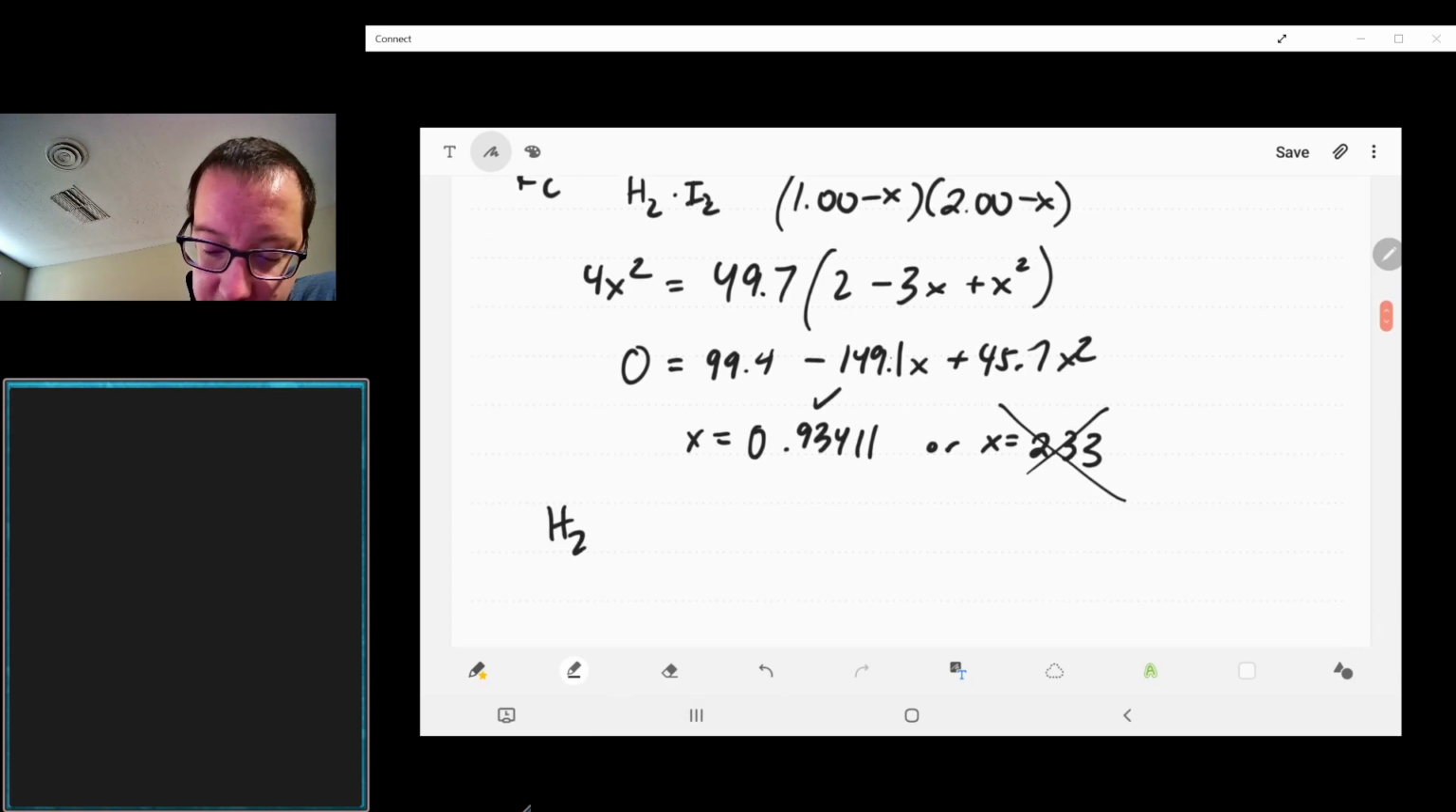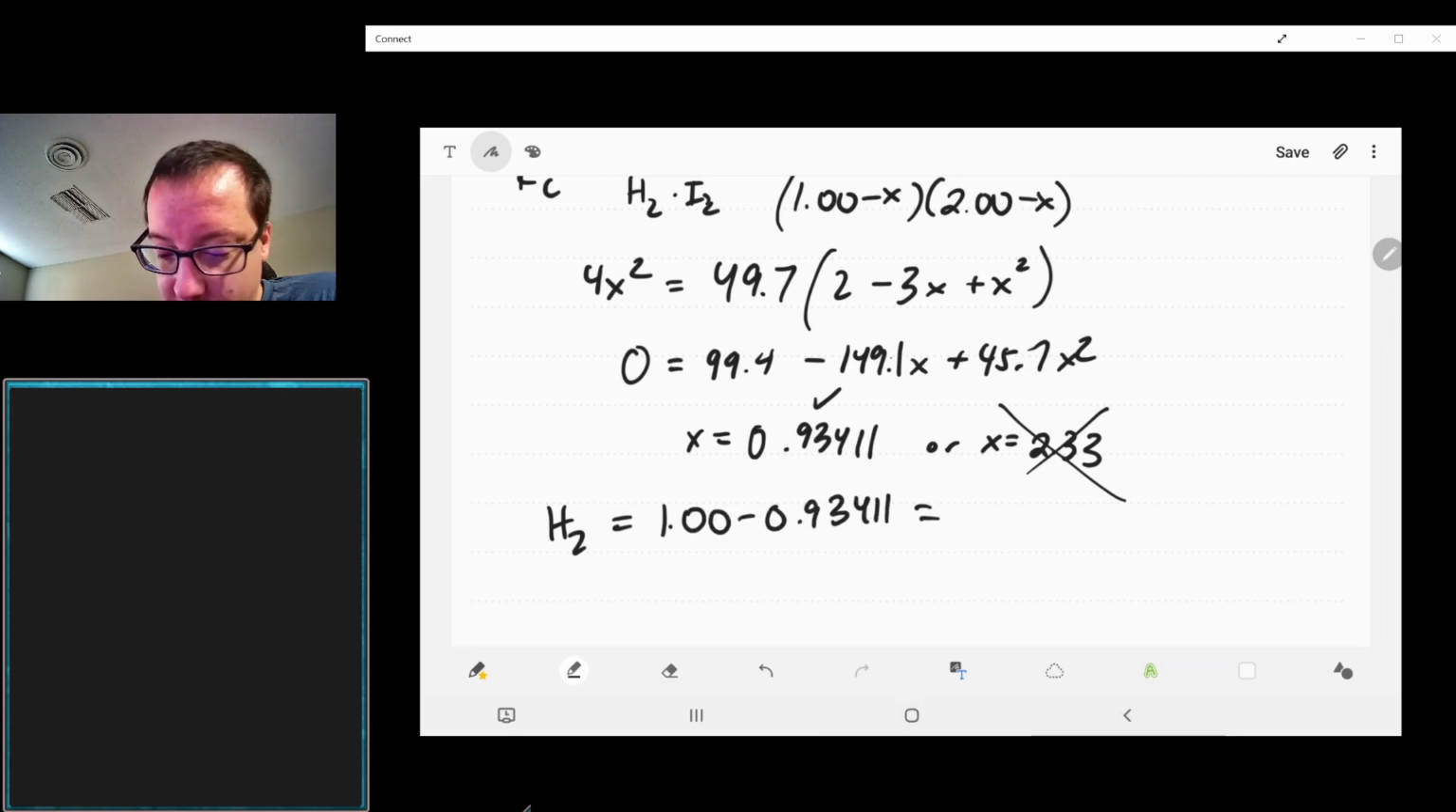So our concentration of x, or hydrogen, was 1 minus this number, which is going to be 0.07 if we do the sig figs properly. Why is subtracting so hard? 0.93411. Let's just make sure. Yeah, if you round it, it should give 0.07.